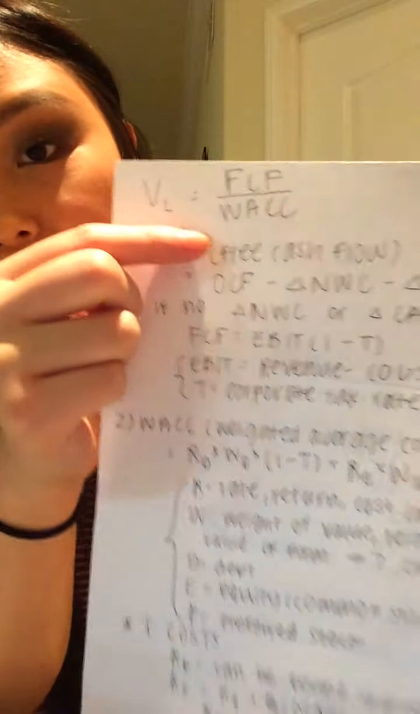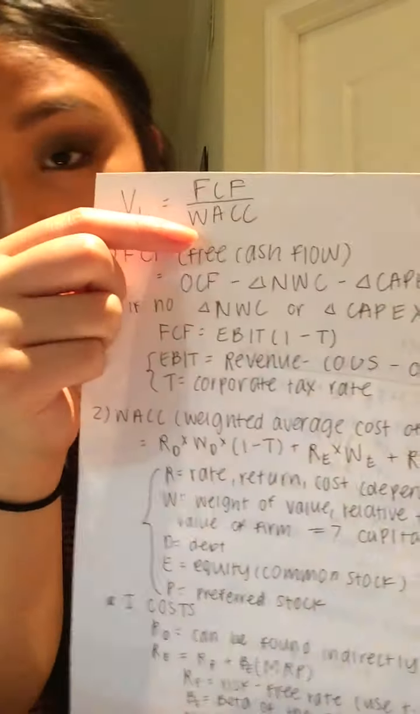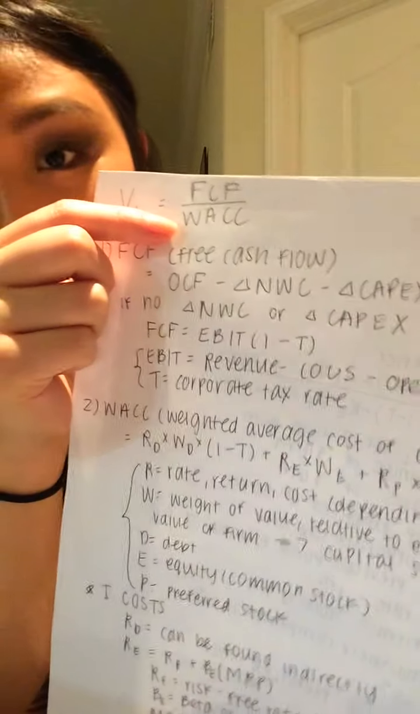So if you're watching this video, hopefully you know that the price of something today is the sum of all the future cash flows discounted by some applicable discount rate. So the same is true for the value of a levered firm today. The value of a levered firm is the free cash flow divided by the weighted average cost of capital, which we will be using as the discount rate.